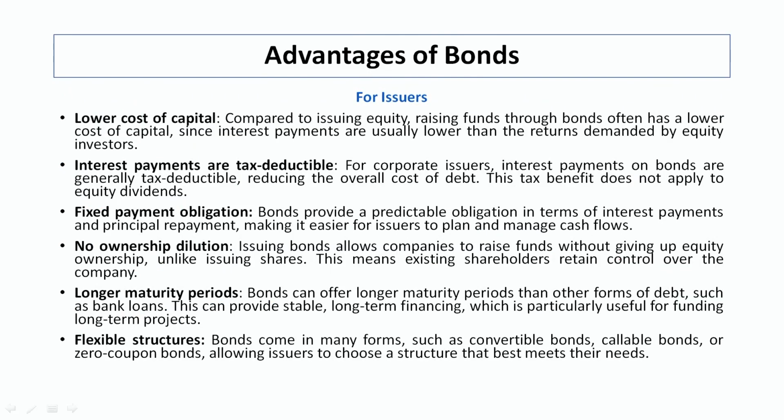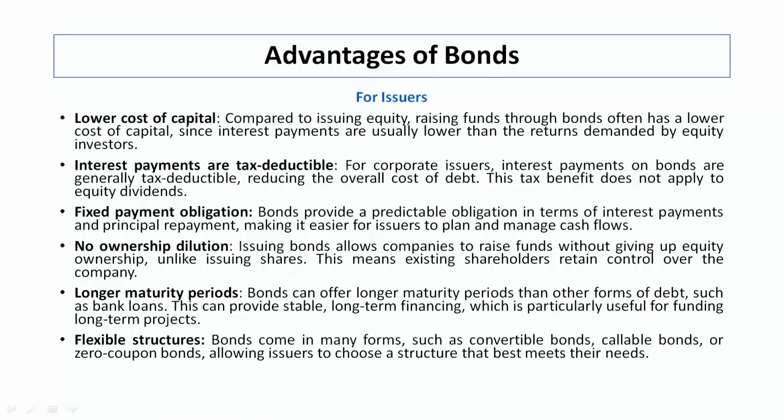Now coming to the advantages of bonds. The advantages and disadvantages of bonds are categorized into two forms: first for the issuers, and second for the bondholders. So, in the case of issuers, what are the advantages? First is the lower cost of capital as compared to equity shares or any other hybrid financial instrument. Bonds are quite low in cost of capital.